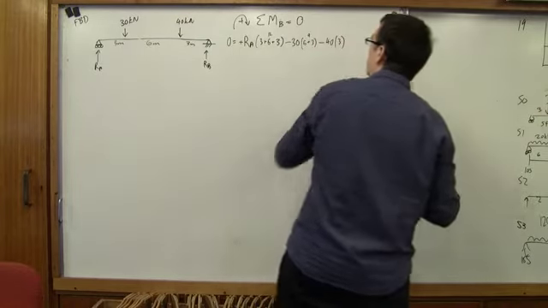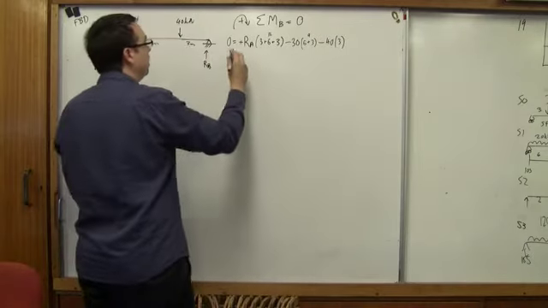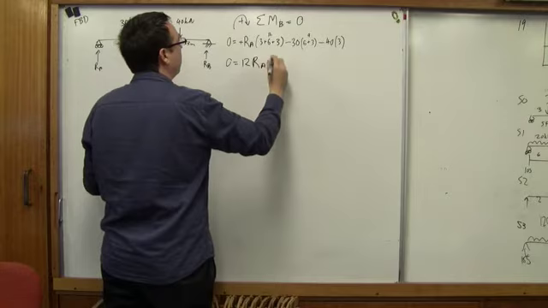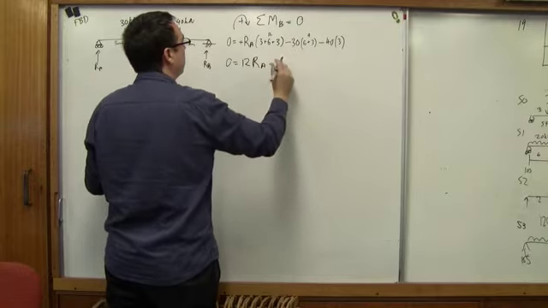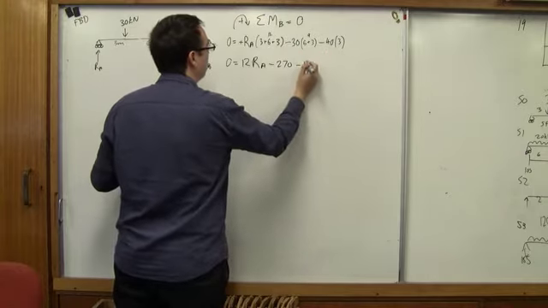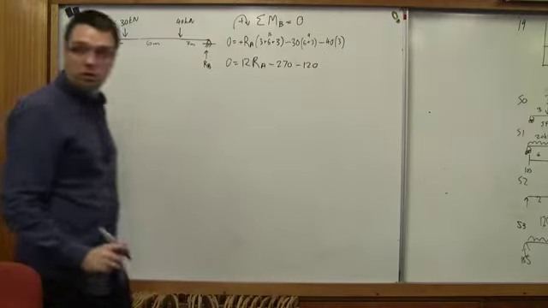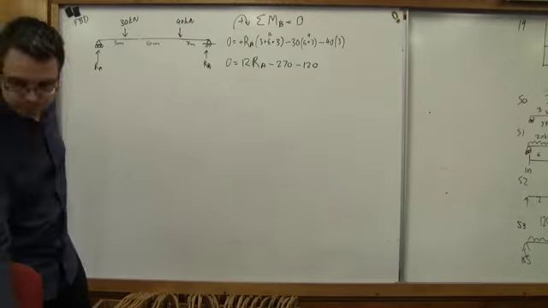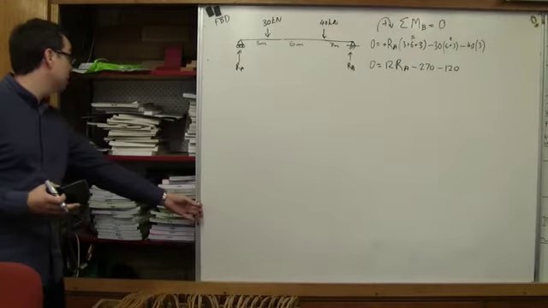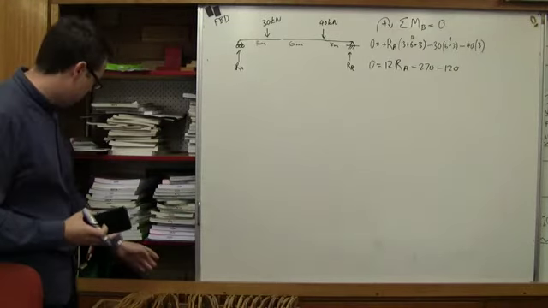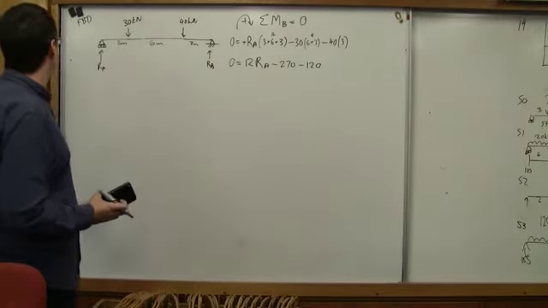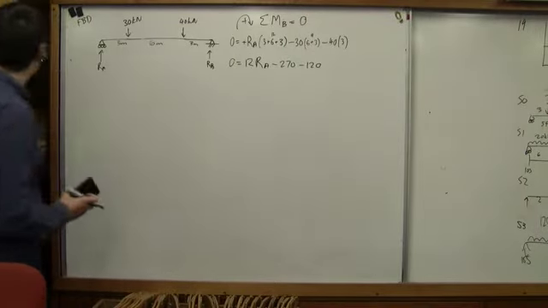Okay, so this is our equation. So what we're going to have here is 0 equals 12 Ra minus 3 times 9 is 270 minus 120. Are you okay with this? Do you have a calculator that can do that? I have a phone, but I'm still waiting. Let's see if I have a calculator floating around up here. So that would just be 115.